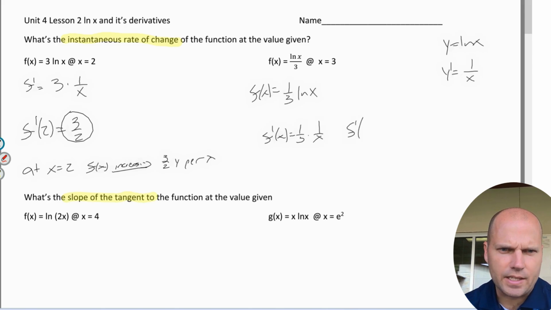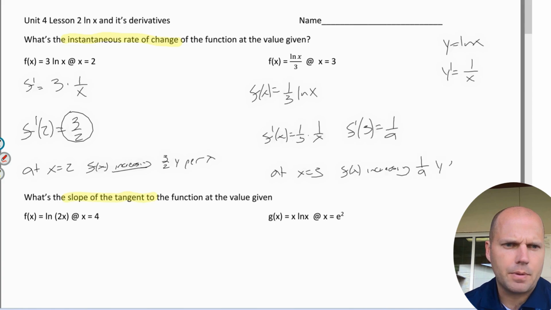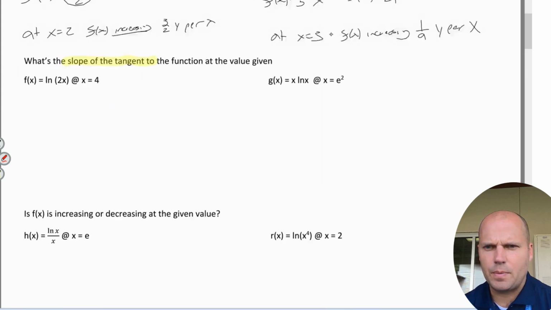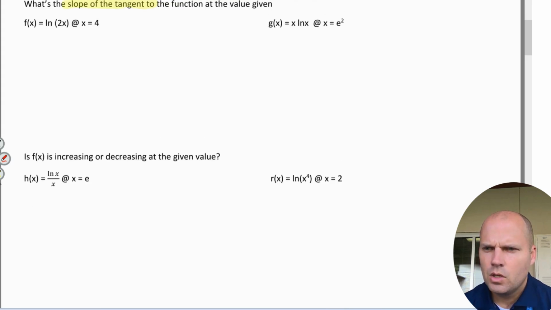That's the slope at x. This is the slope of f at 3. It's 1/9 at x equals 3. f of x is increasing 1/9 of a y per x. It's going up 1/9 of a y per x, so slowly. So slope of the tangent, same question.